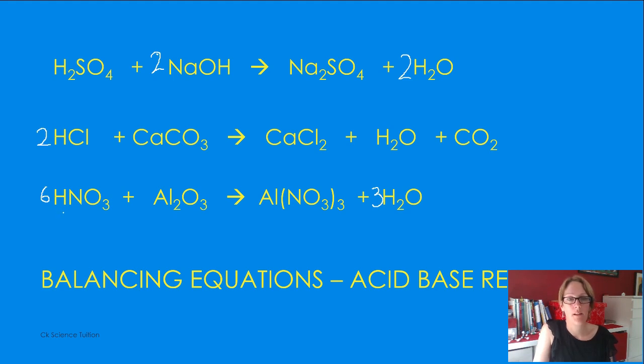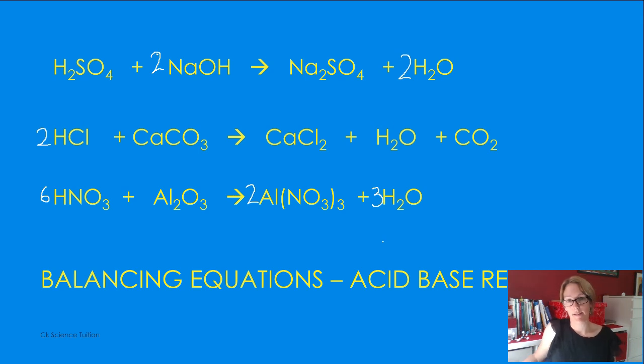Having done that, everything should nearly be now balanced except for the fact that I've got 2 aluminiums here and I now have 6 nitrates. So I'm not counting those oxygens separately. I'm not doing like 6 times 3 is 18 or anything like that. I'm just going, there are 6 NO3s. Over here, that's easy because I've got 1 aluminium and 3 NO3s, 3 nitrates. So I'm just going to put a 2 in front. That now gives me 2 times 3, 6 nitrates, 2 aluminiums, and it's balanced.